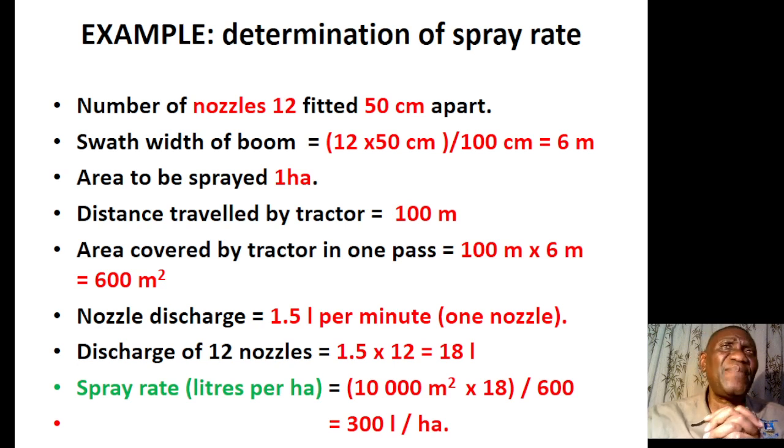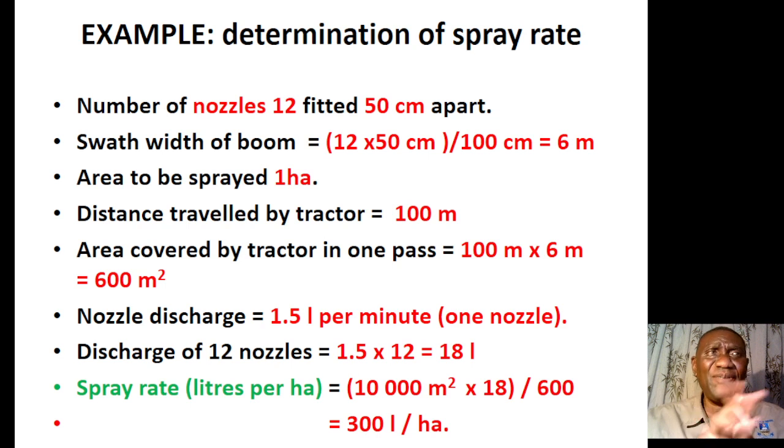Sometimes you can just measure the output of one nozzle. Let's say it was 1.5 liters per hectare. You then multiply 1.5 liters times 12. That will give you 18 liters as discharge. And 18 liters will have been sprayed over an area of 600 square meters.